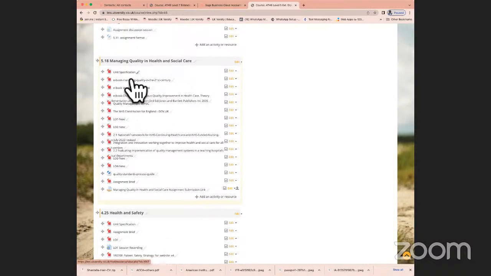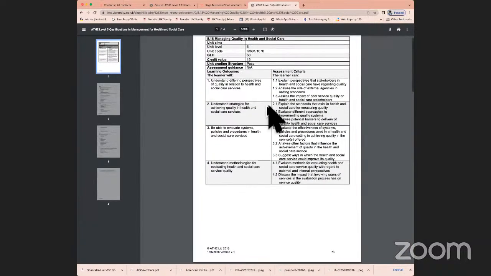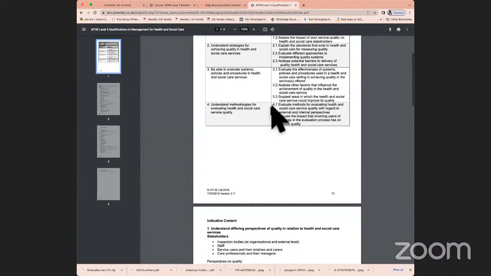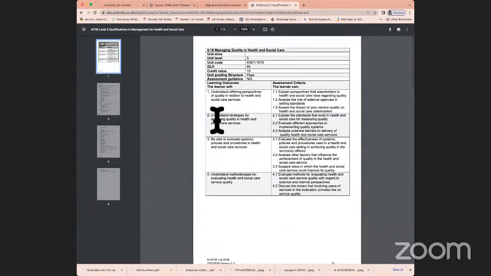I had initially opened up the unit specification, which is the first document. If I click on this, this is the one that we are following through in terms of, obviously, teaching this particular unit. And today we are looking at discussing learning outcome 2, which is to understand the strategies which are required for achieving quality in health and social care services. And there are 3 assessment criteria.